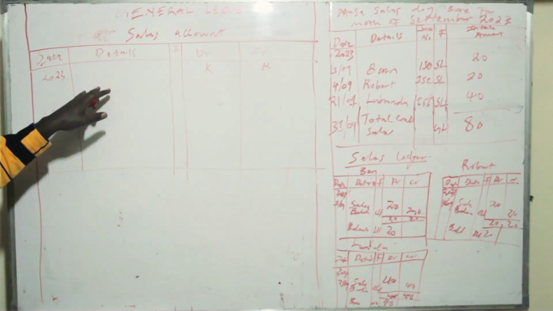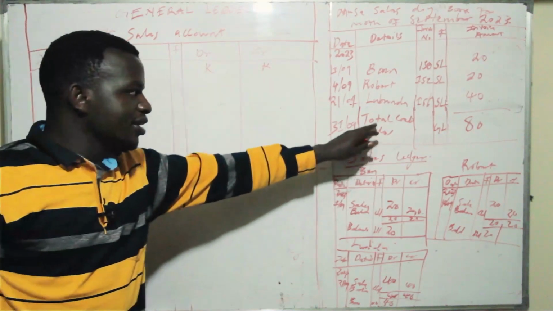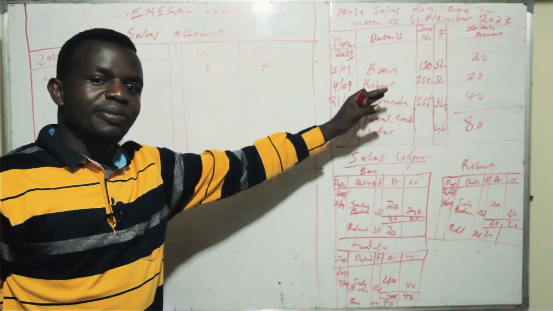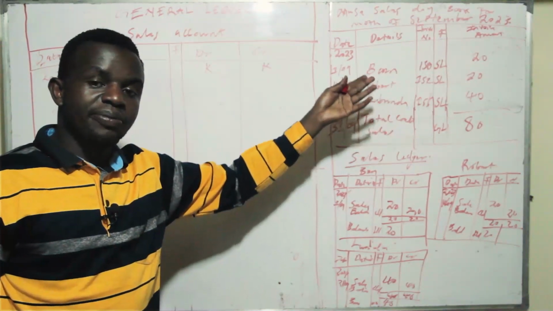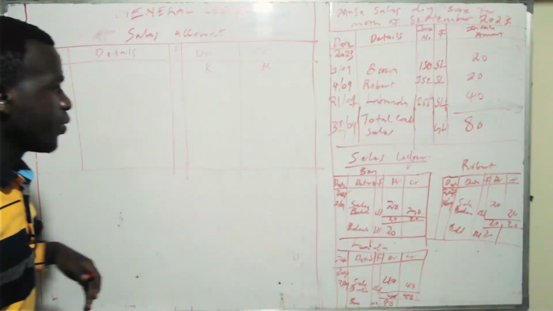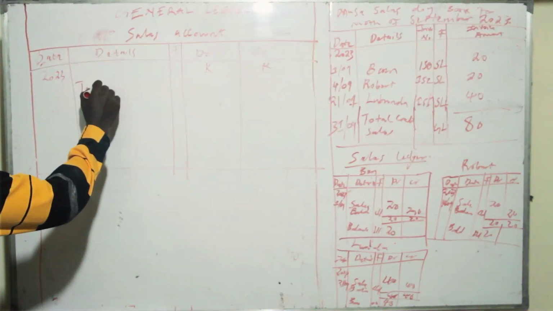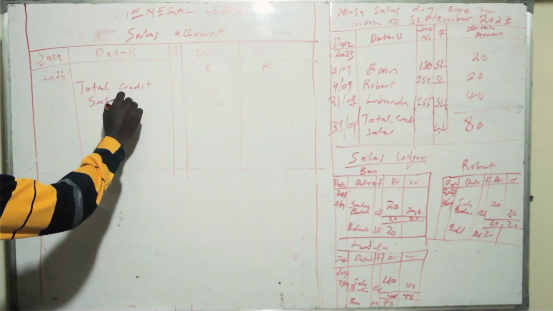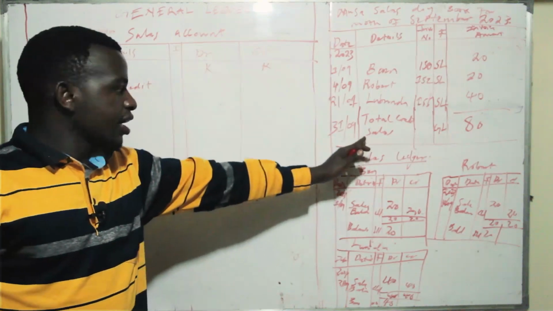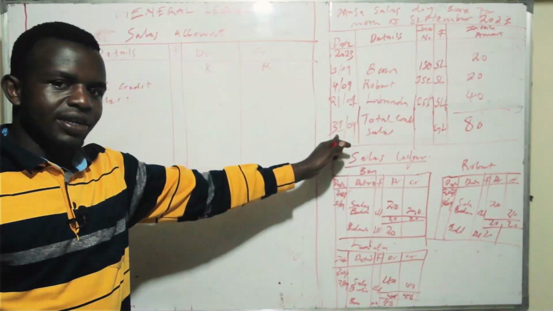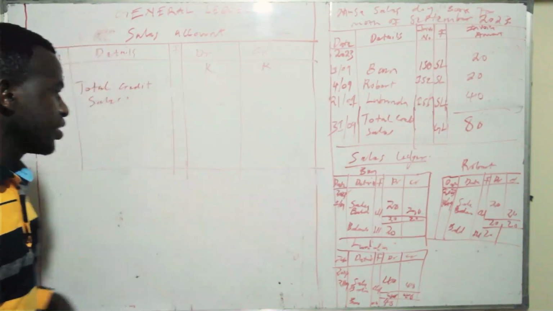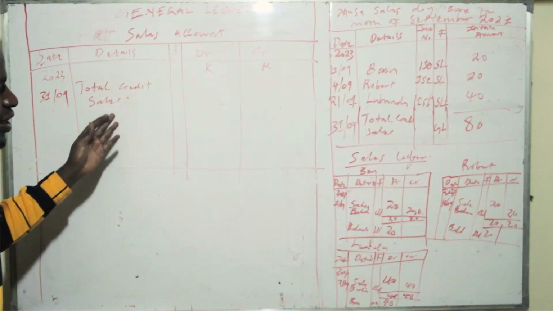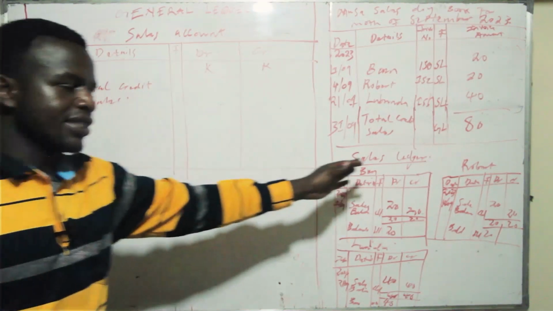So in the details there, the thing that you're going to put is total credit sales. So this total credit sales is going to show the amount of goods that were sold by the business on credit. So we are going to say total credit sales, and this has to be recorded at the end of the month. And at the end of the month there is the 31st. So we are going to say 31st of September. And this total credit sales, we know that it's 80 kwacha.